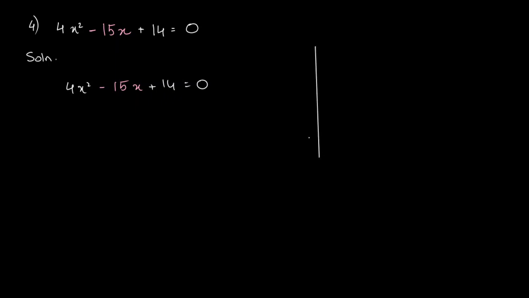So now remember, first step again when you're doing by factorization method is to make sure that the equation is in the standard form. So as you can see, we have the x square term first, the x term next, and then finally we have the constant term. So this is already in the standard form. Second step would be to multiply the coefficient of x square and the constant term. So the coefficient of x square here is 4 and the constant term is 14. So my product is basically going to be 4 into 14, which is 56, right?